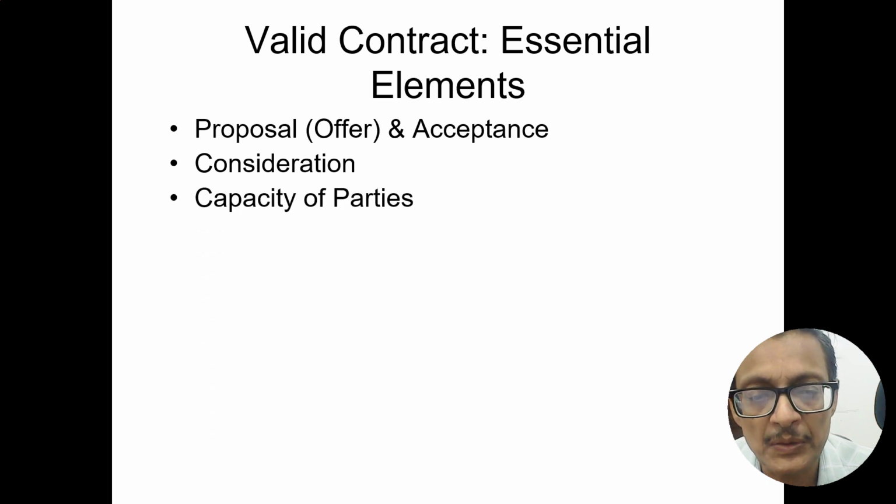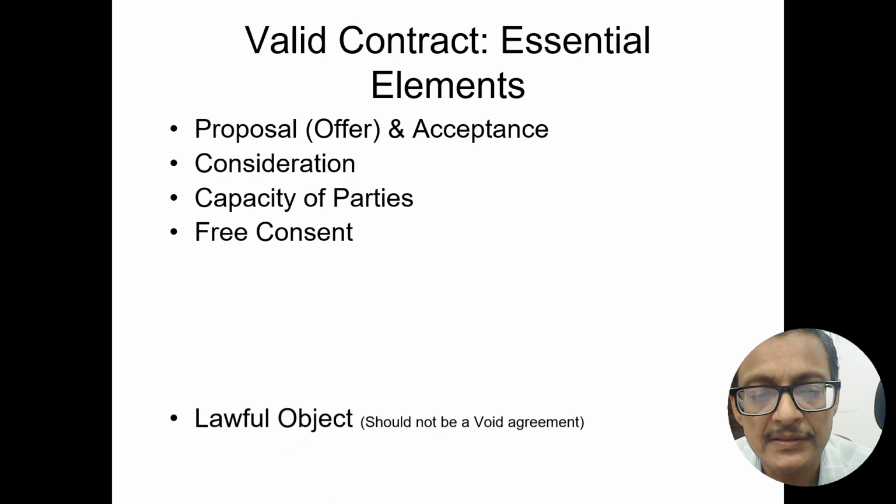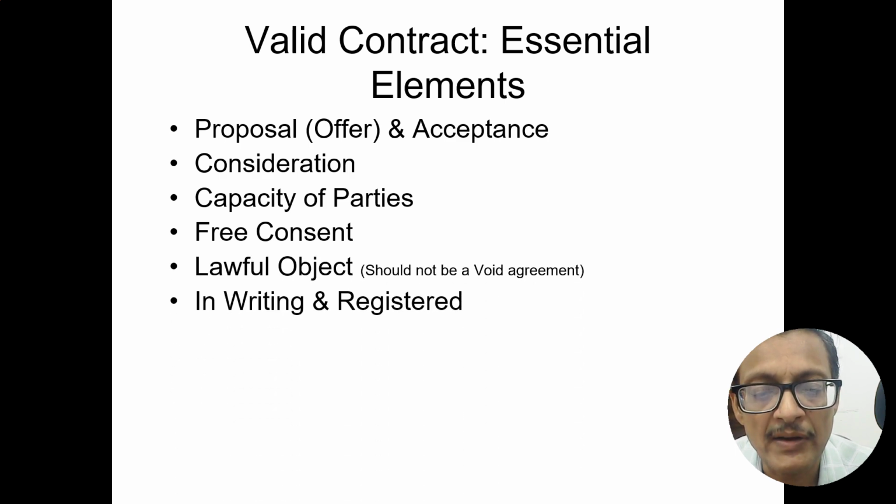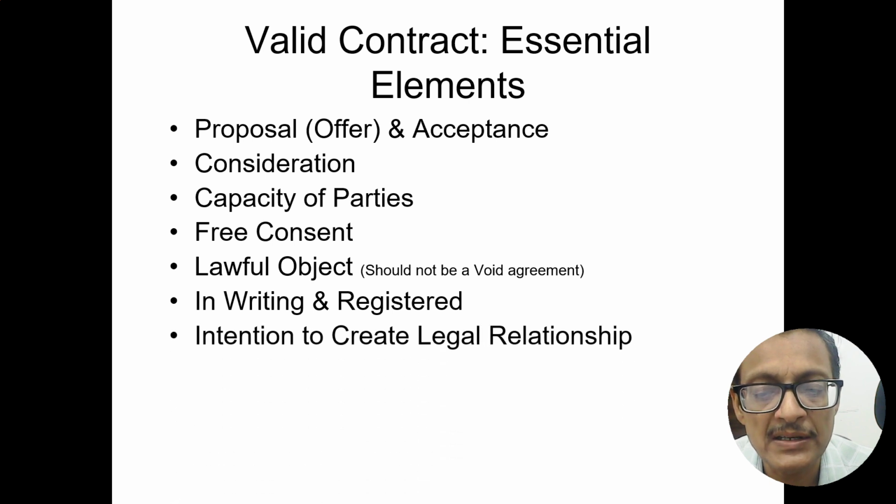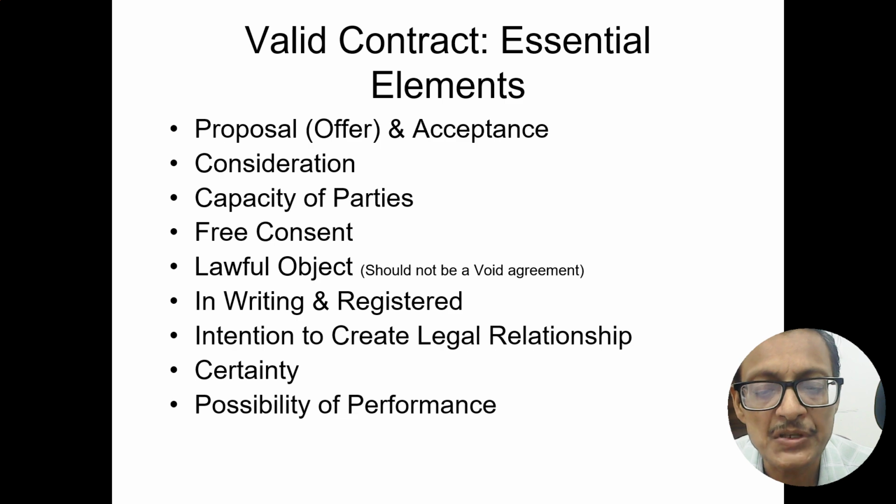It starts with the proposal and acceptance, then consideration, capacity of parties, free consent, lawful object, in writing and registered, intention to create legal relationship, certainty, and possibility of performance. Now, if you look at the first one, that is proposal or offer and acceptance, we can deal with this with an example. For example, a buyer and a seller. Now, the seller makes an offer, right, of its goods or services.